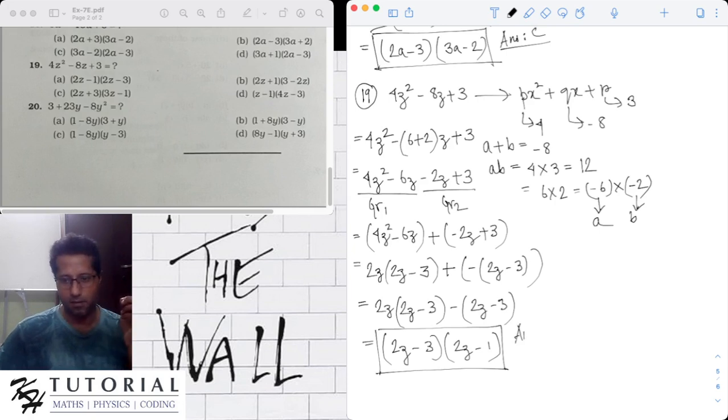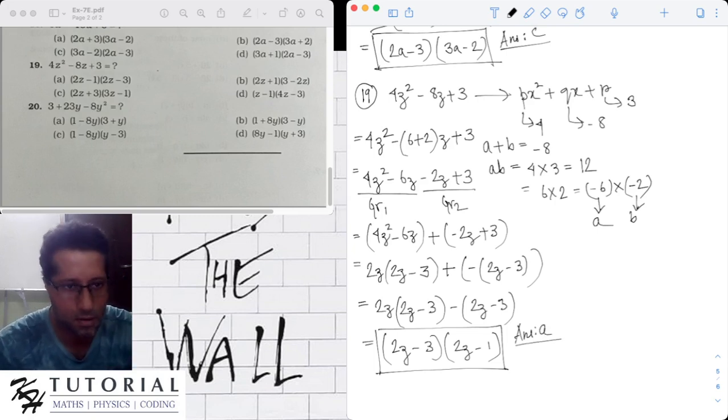The correct choice is choice A. Okay, let's do problem number 20, the last problem, which is again a quadratic trinomial.